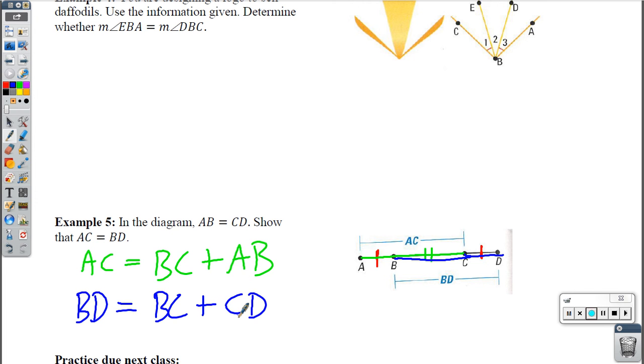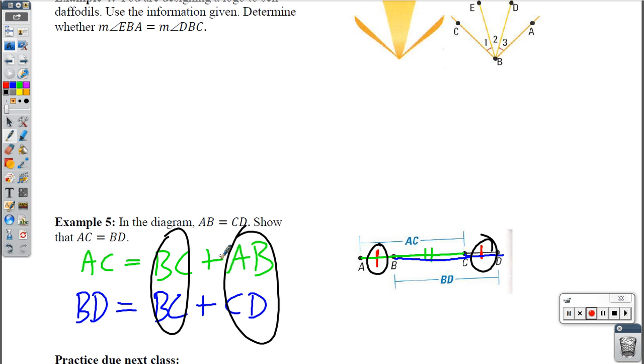We'll get BD. So then what we can look at is, well, BC is the same as BC, and then AB and CD, well, that's these pieces that are marked congruent here. So these are also the same. So we have BC, which is the same as itself by the reflexive property, and AB and CD, it's told to us that these are the same. We're given that. And so yeah, AC and BD, they have to be the same.